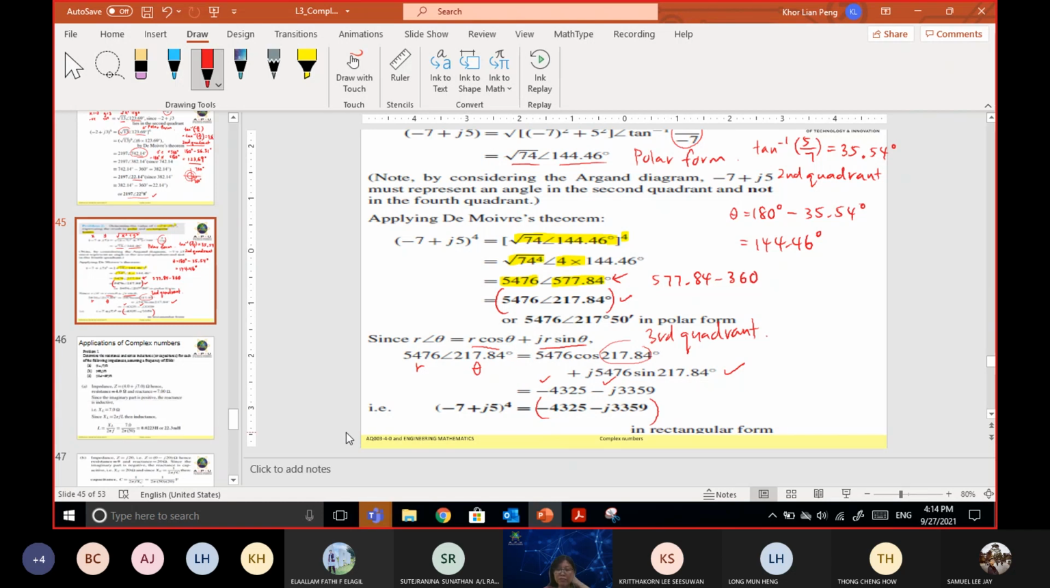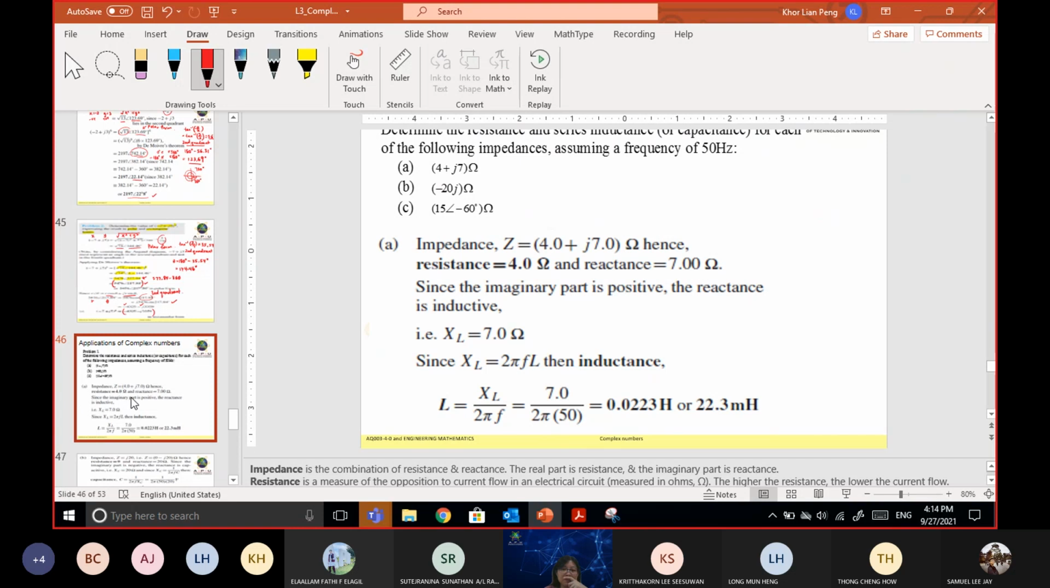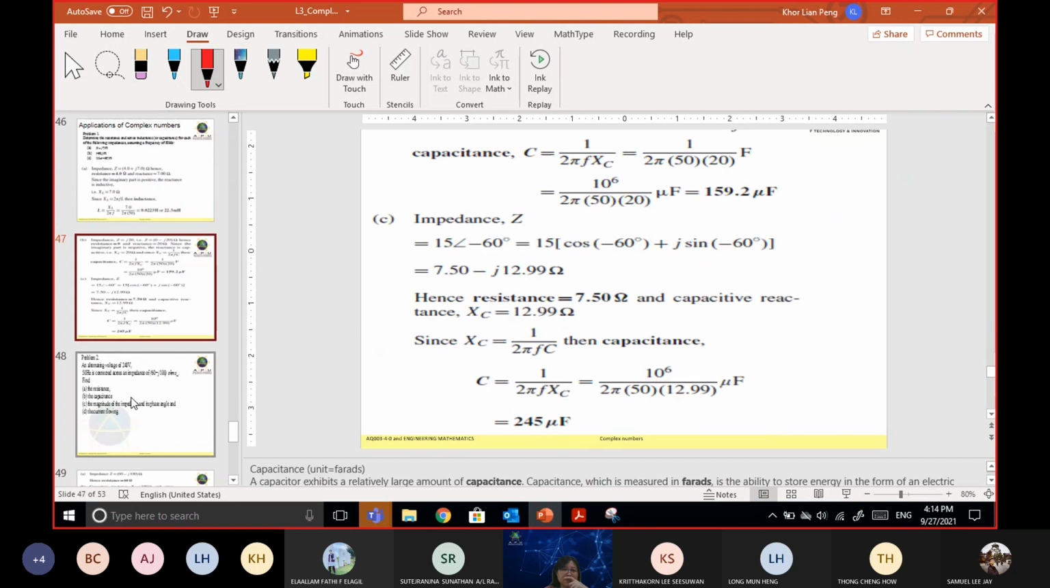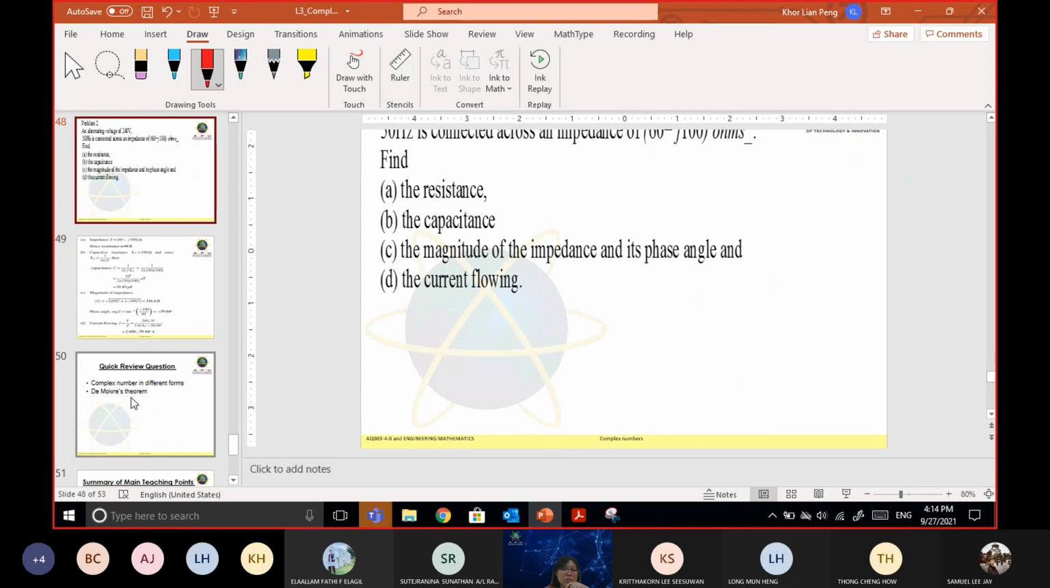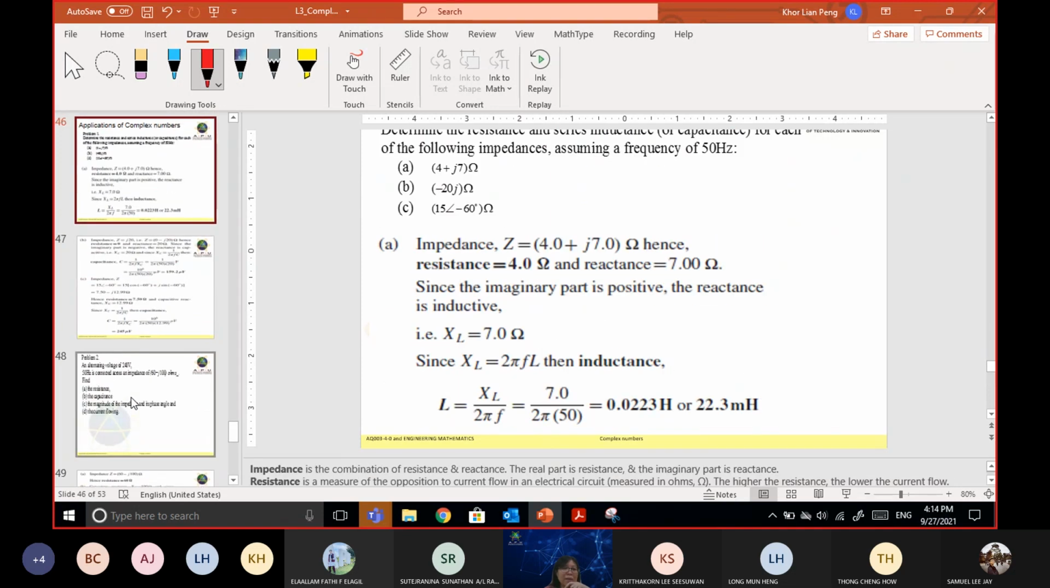Okay, so we still have another 15 minutes. I just saw whether I have time to go through. Okay, so this last part is about applications of the complex number. Application of the complex numbers.